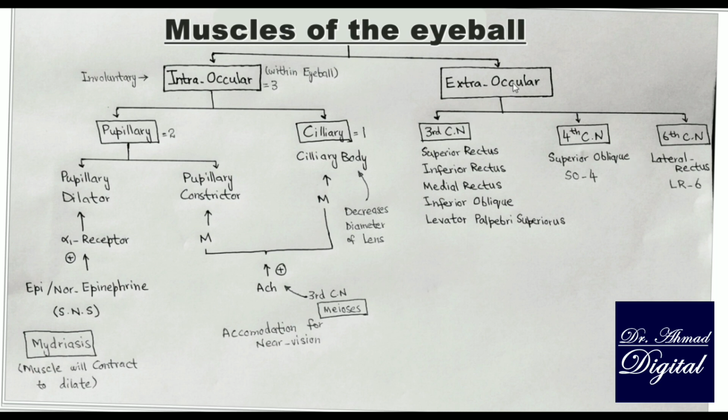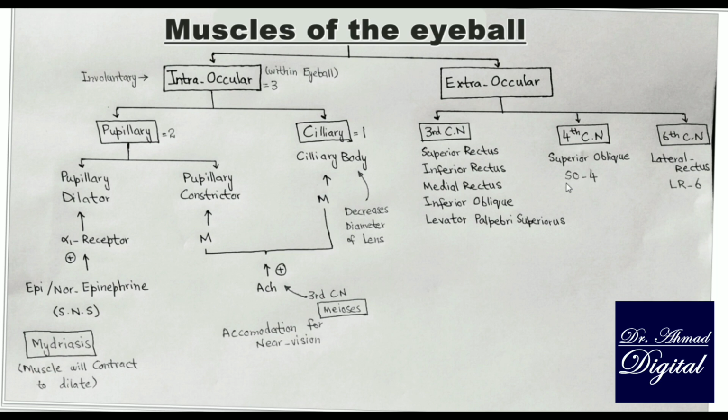Let's move on to the extraocular muscles. Extraocular muscles are voluntary muscles, and we can control the activities of these muscles. We have divided these muscles into 3 groups based on the nerve innervation. The third cranial nerve will innervate these 5 muscles: the superior rectus, inferior rectus, medial rectus, inferior oblique, and levator palpebrae superioris. Fourth cranial nerve will innervate the superior oblique, and sixth cranial nerve will innervate the lateral rectus.